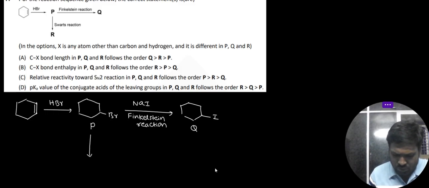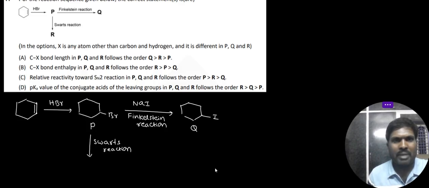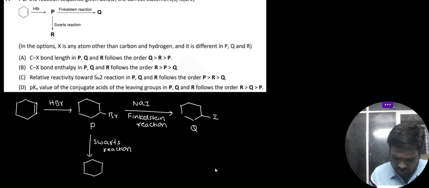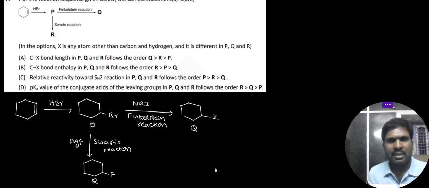Now when P undergoes the Schwarz reaction, this alkyl bromide will be converted into alkyl fluoride. Here any fluorinating reagent we can use, silver fluoride we can use. This is R. So now P is cyclohexyl bromide, Q is cyclohexyl iodide, R is cyclohexyl fluoride. Now we can check statements A, B, C, D.